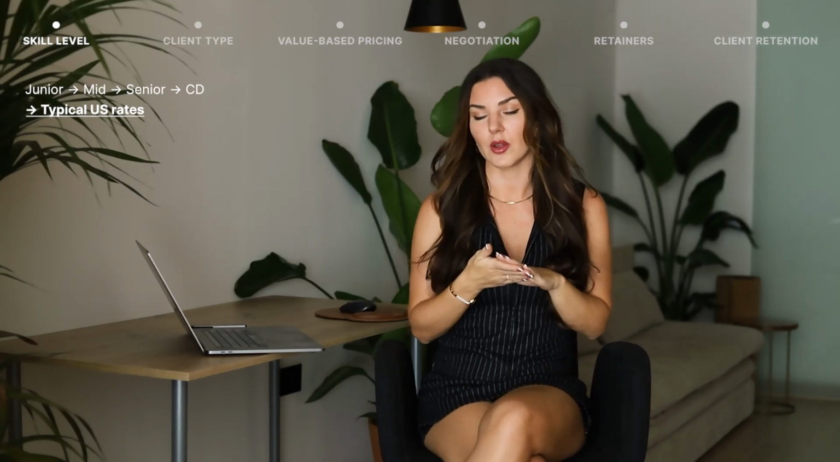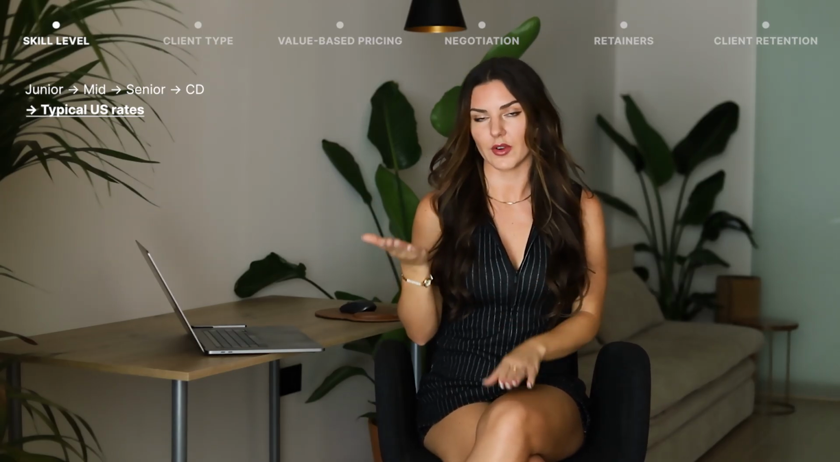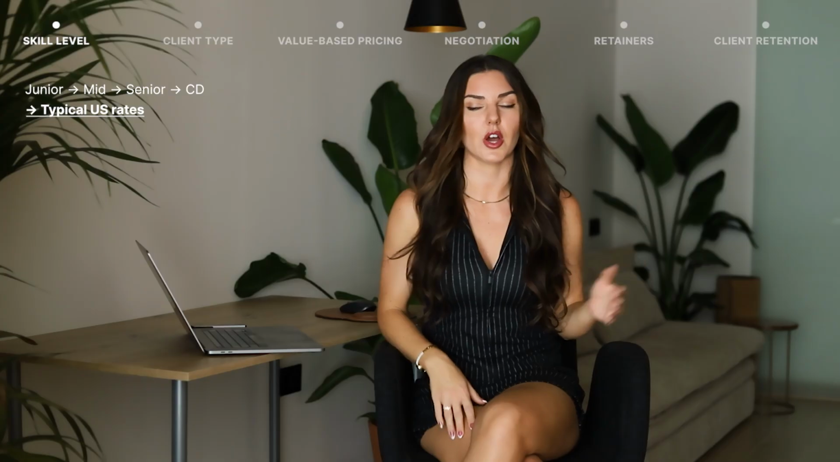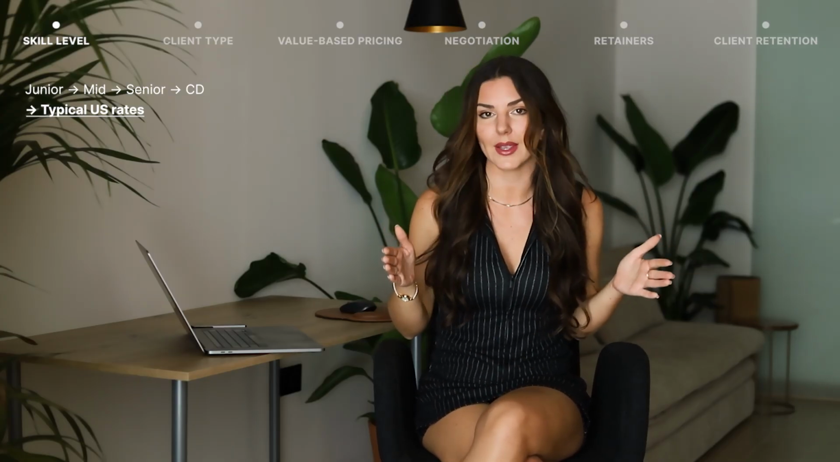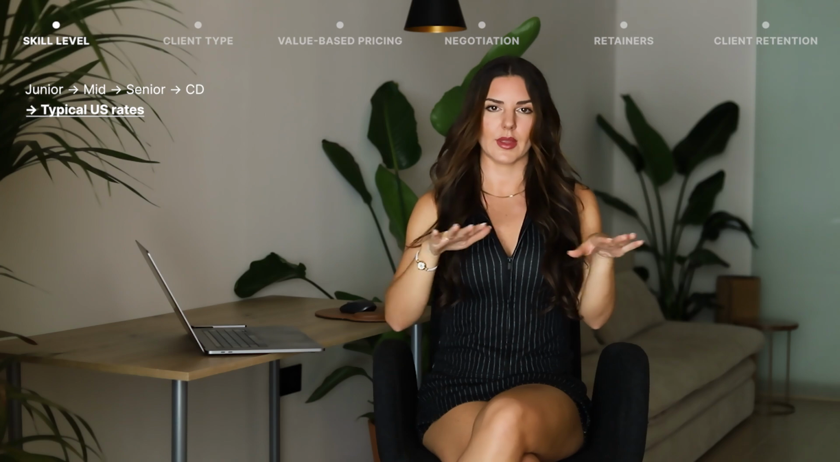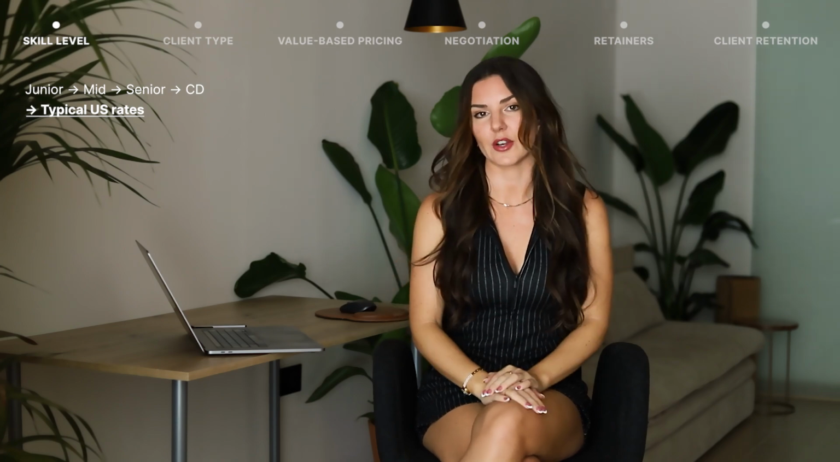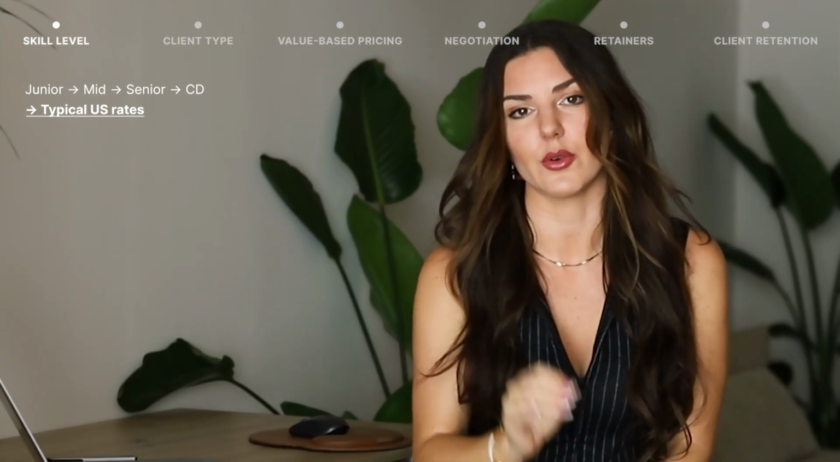It can also depend on whether you are working on a very short project or a very long-term project. So there's a lot of factors that go into it. It's important to understand your range, and then navigate within that range depending on the factors that apply specifically to you and your client.